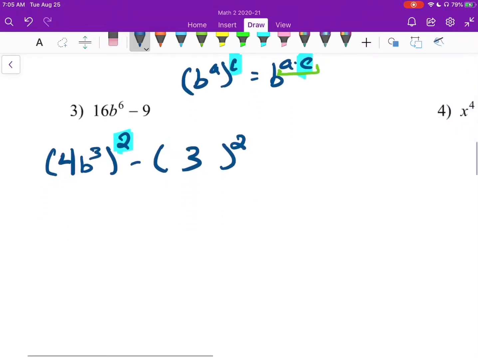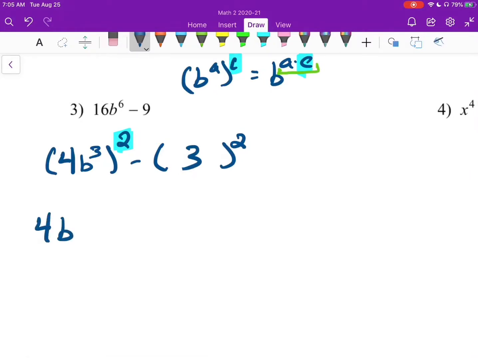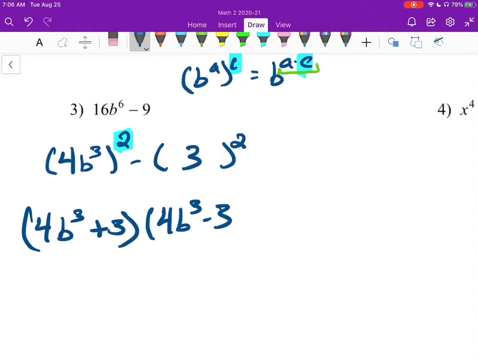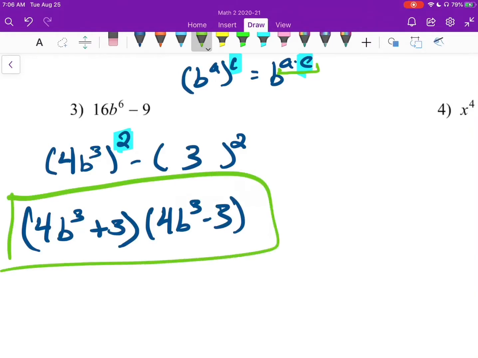Okay, and now that we've got that hard part of the problem done, we can just rewrite it in the formula: (4b cubed plus 3)(4b cubed minus 3). There we are.